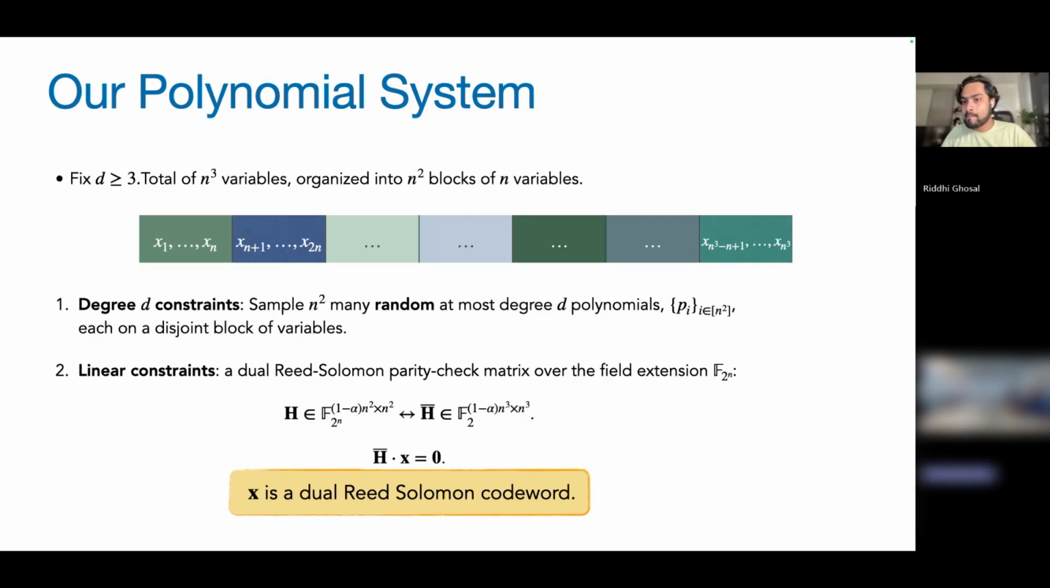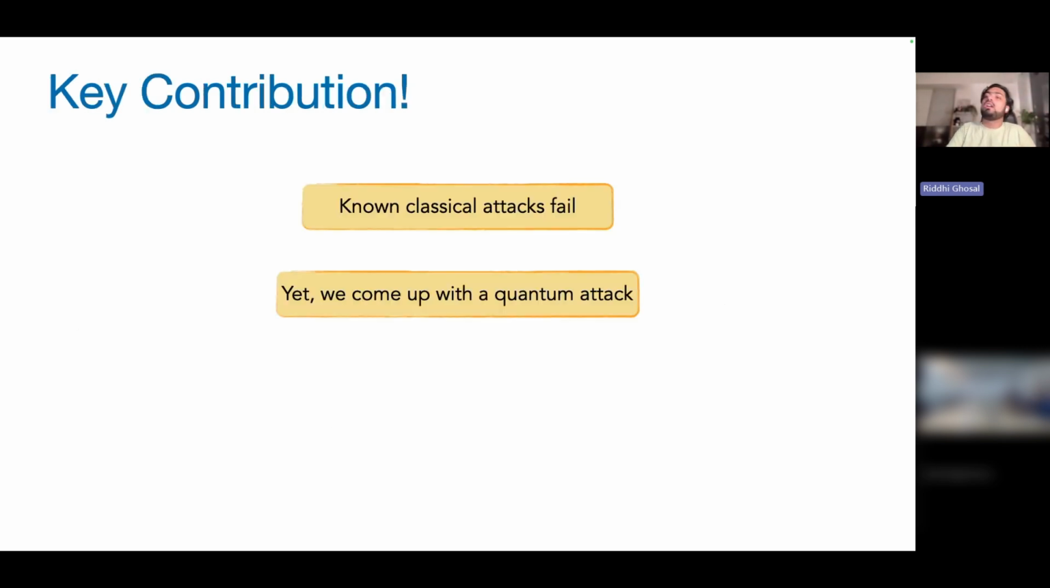Okay, sorry. I thought H bar was the dual or something. It's basically a repackaging. Okay, yeah, H itself is the parity check matrix for this dual Reed-Solomon code, and then H bar is just packaging it into F2. Got it. Sorry. I got it. Yeah. Thanks. Right.